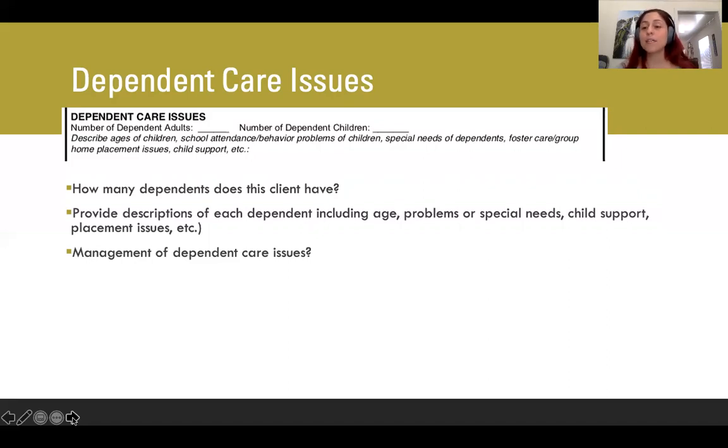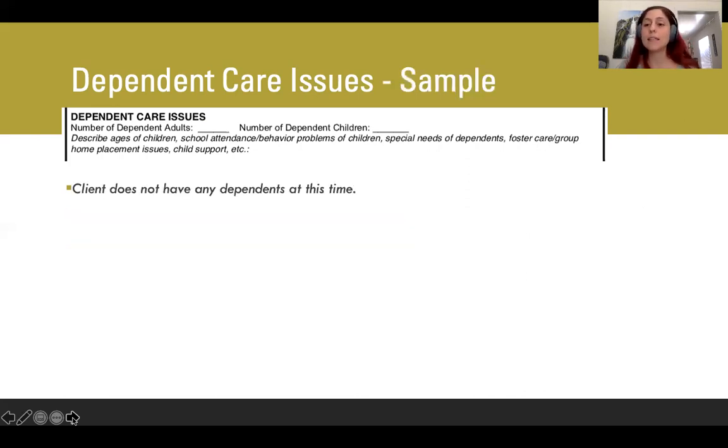But if they do have dependents or they have children, they're asking you here for a lot more detail. Ages of the children, any issues with the children, special needs, home placement issues, and so on would go here. And this is going to help you with gauging stress, perhaps another assessment of neglect or potential abuse, or at the very minimum, how their mental health symptoms have impacted their dependents and their care of the dependents. So in this case, the client doesn't have children, so client does not have any dependents at this time. Don't forget to write the 2 zeros at the top.